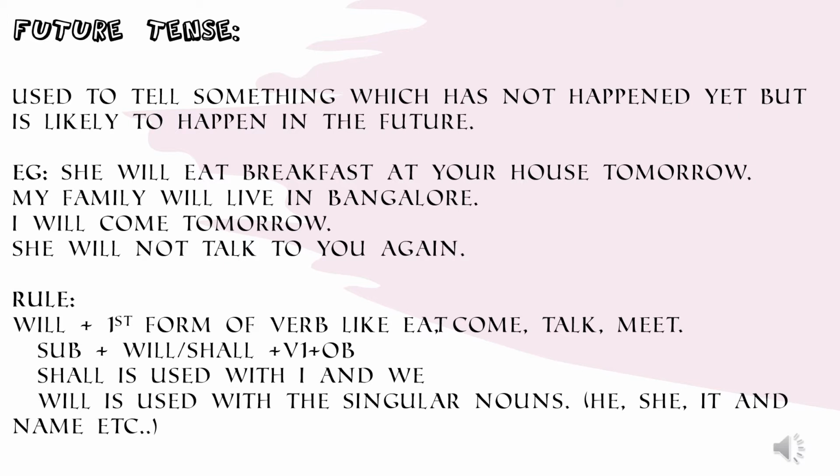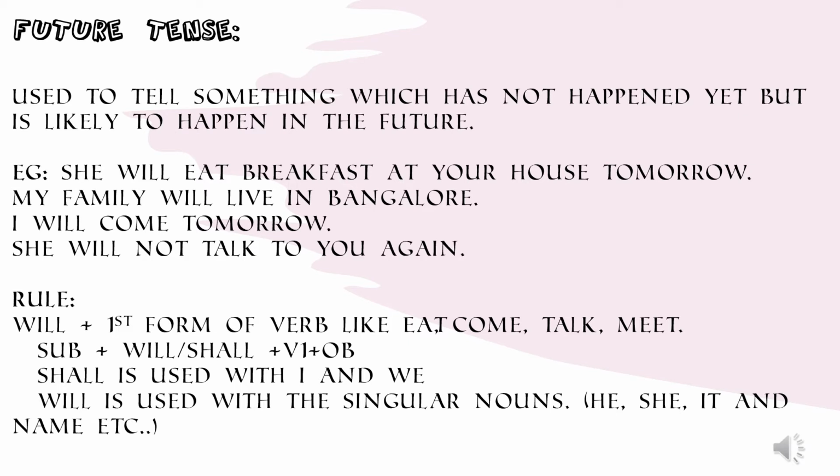Got it? So now examples: she will eat breakfast at your house tomorrow. My family will live in Bangalore. I will come tomorrow. Here we use will with I. So we should learn that will is used with all subjects in almost all the countries of the world because it is modern English. Okay, so we can use shall and will with I and we.